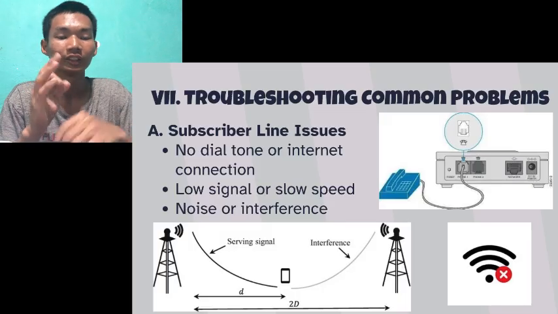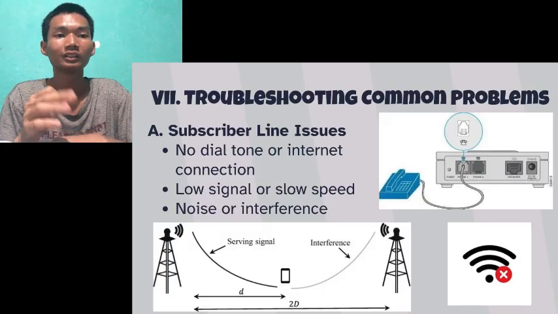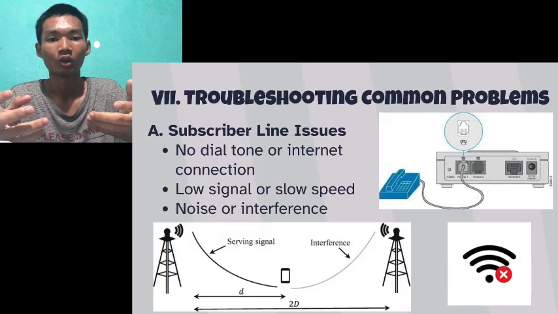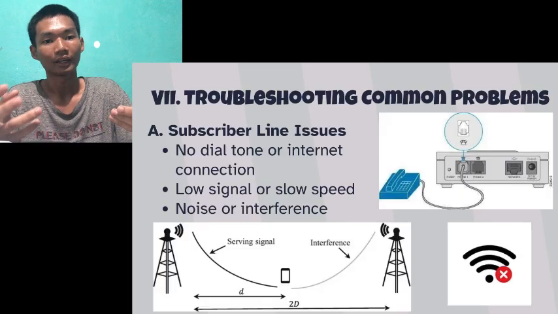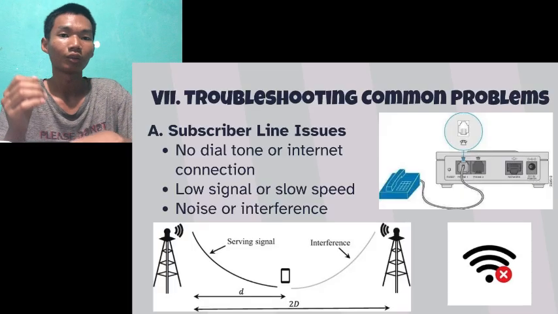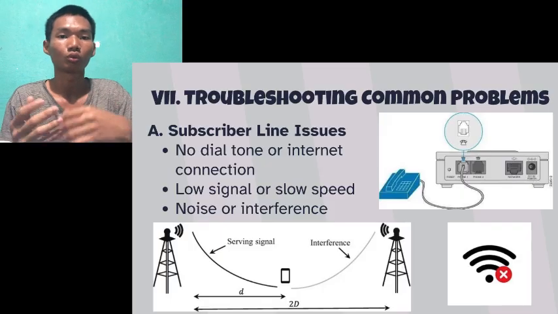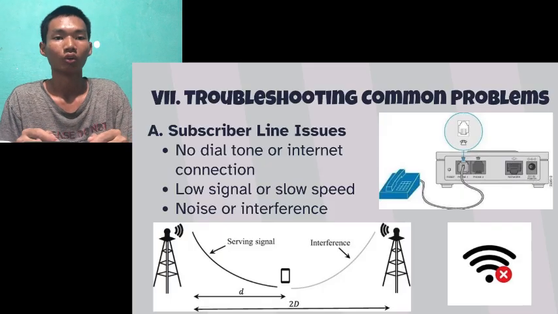Next, third is noise interference. It is common on copper wire lines where electrical wires are too close to the data lines, causing crosstalk.